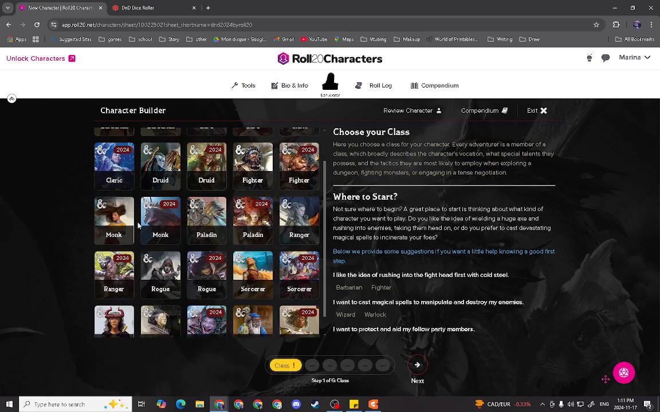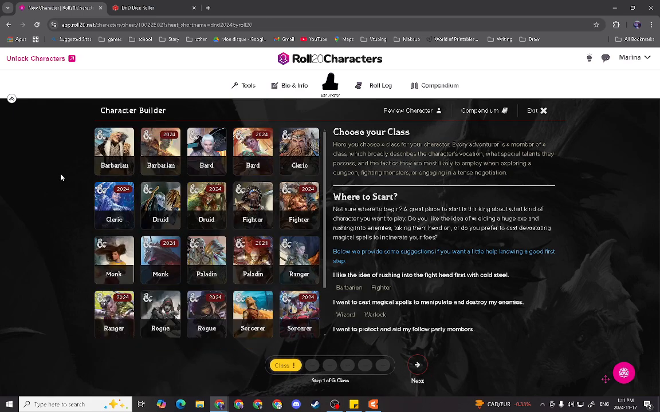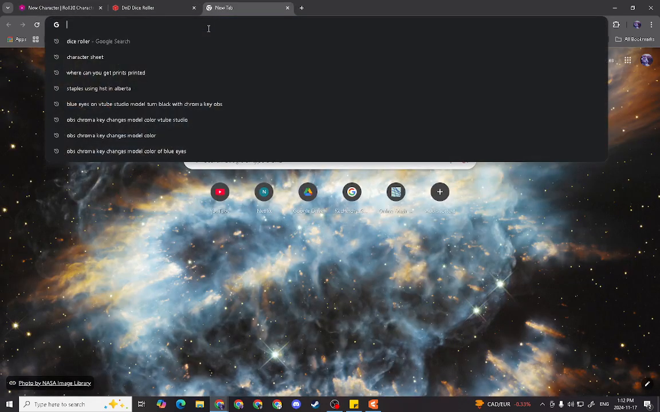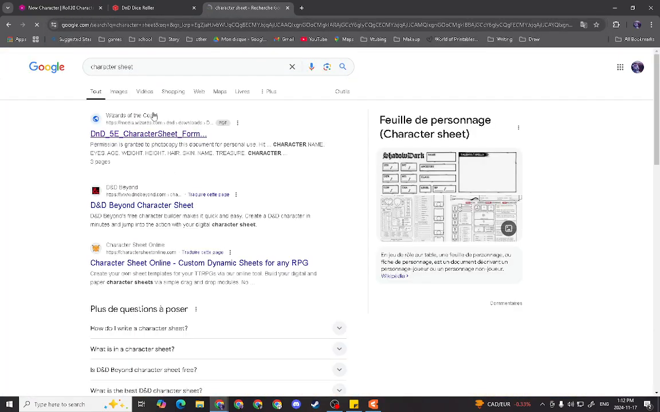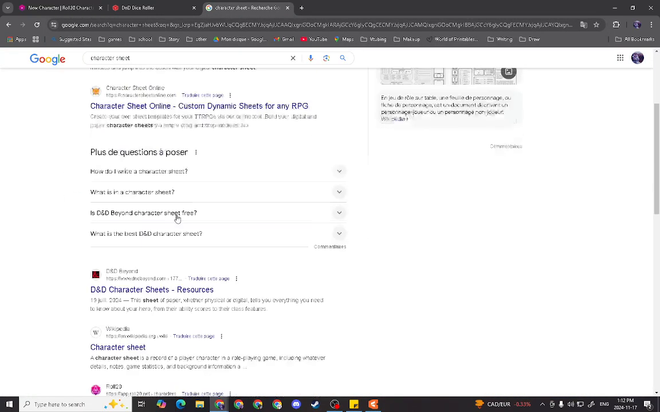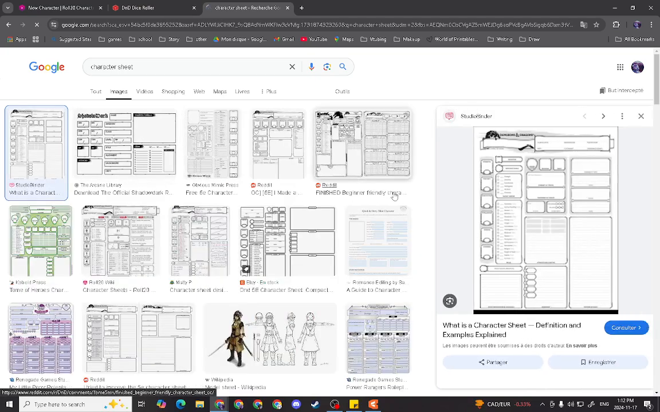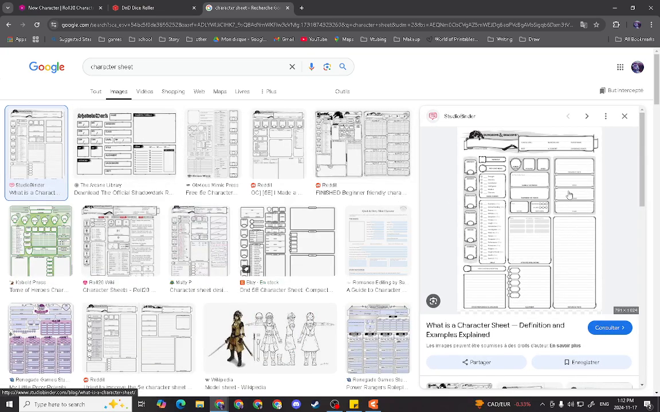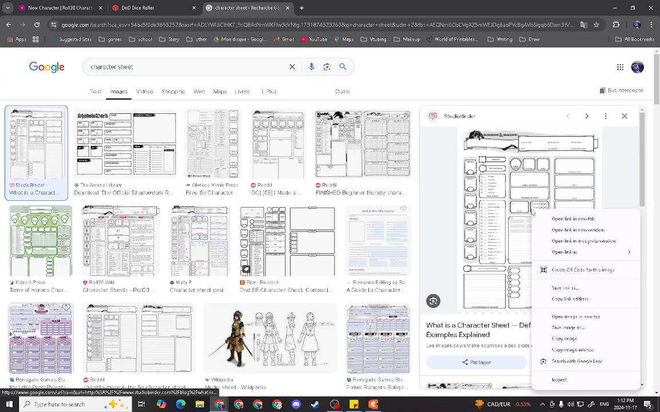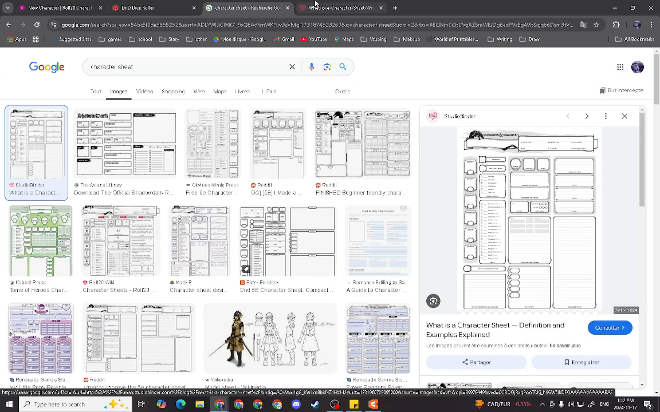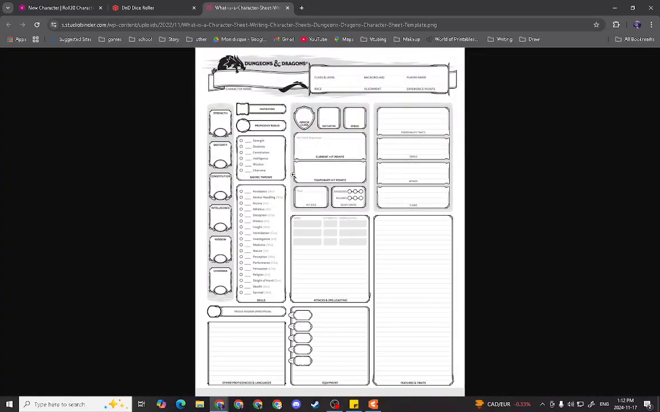So the first step in creating a character, actually, we're going to do this. The first step is to get a character sheet. So character sheets are usually made of paper, and they look like this. Open image in new tab. They look like this. So these are your base stats.